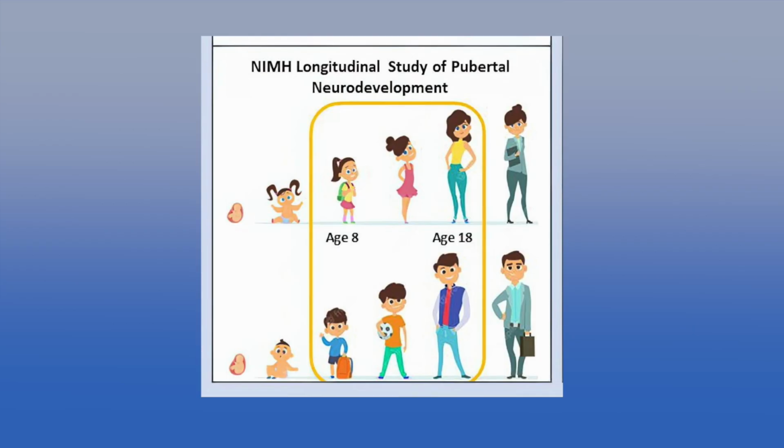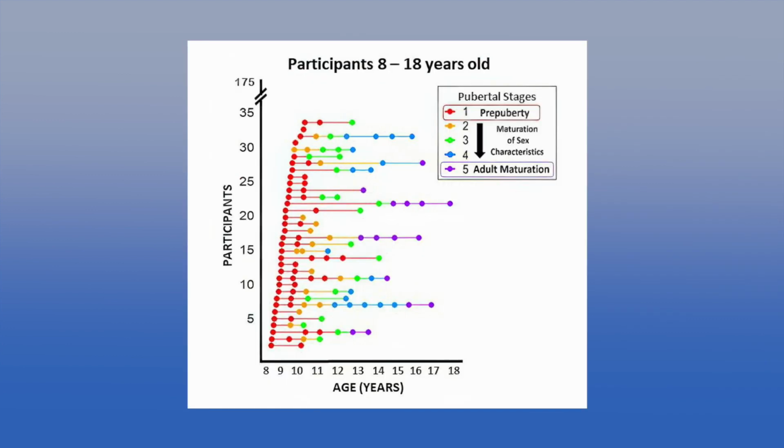I am fortunate to work on a large-scale NIMH study of pubertal neurodevelopment, which allows us to longitudinally study healthy children between the ages of 8 and 18 every 9 months. This graph here is a snapshot of about 20% of our participants, where each line represents a child and each dot represents a visit. Importantly, the color of the dots represents pubertal status, which was carefully assessed by doctors using a standardized 5-point scale, where stage 1, which are red dots, indicates prepubertal development, and stage 5, which are purple dots, indicates full maturation.